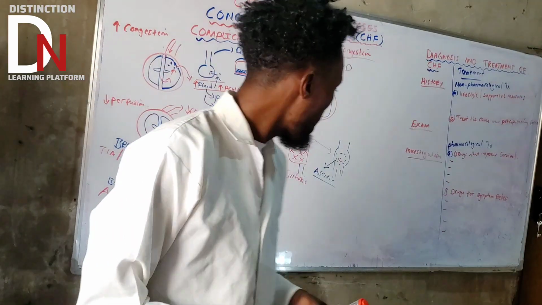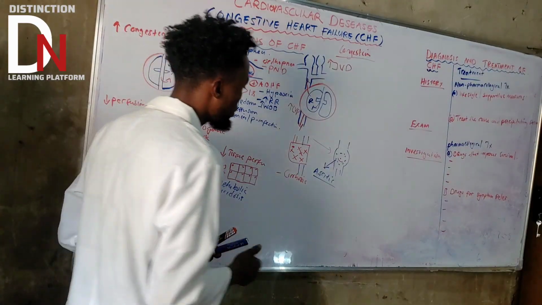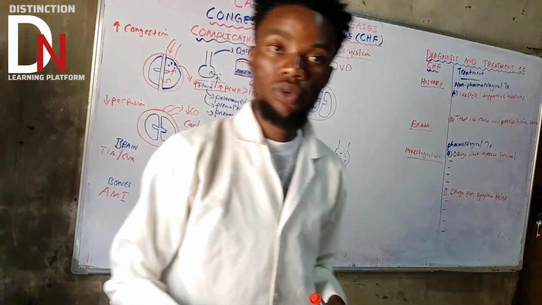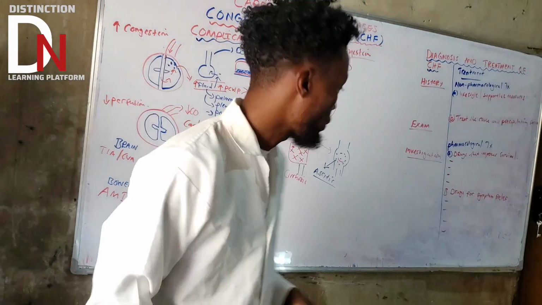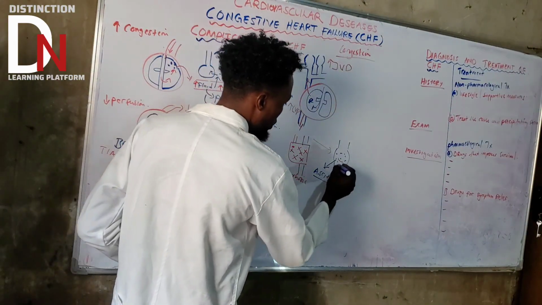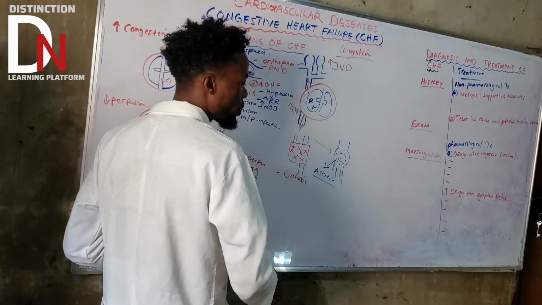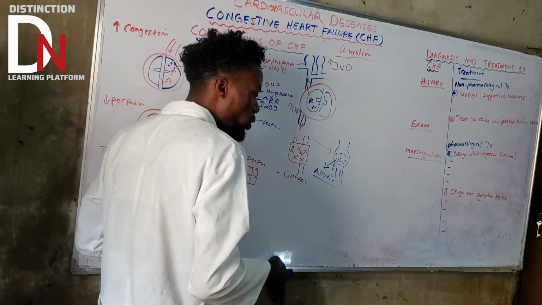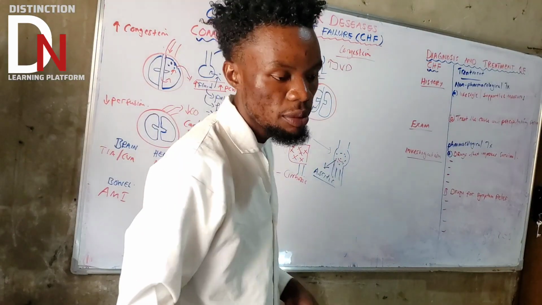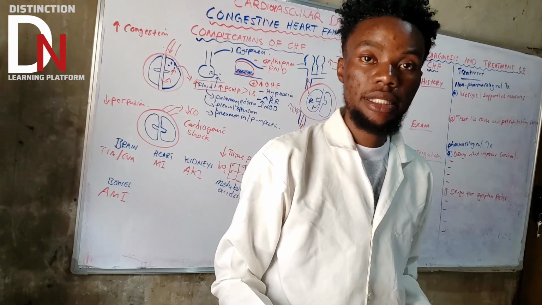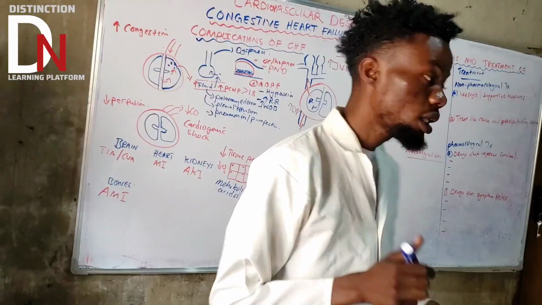cause ascites. Apart from ascites, this fluid can also go to the lower limbs, causing peripheral edema. So this fluid can also go into the interstitial space of the lower limb, causing peripheral edema. What type of edema is that? It will be pitting edema.